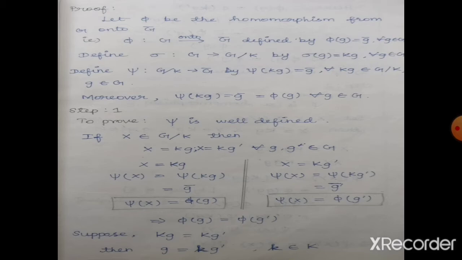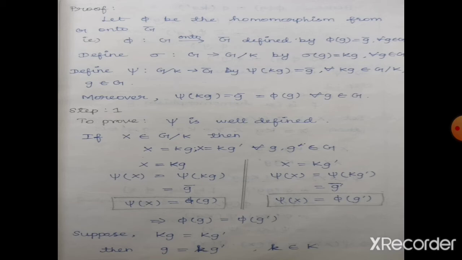In the next step we define another mapping sigma. That sigma is from G to G by K. Here also we define it like this. We take the element g belonging to G. Sigma of g is an element of the form in G by K. In G by K the elements are of the form Kg. So Kg is sigma of g for every g belonging to G. In the next step we have to define psi.